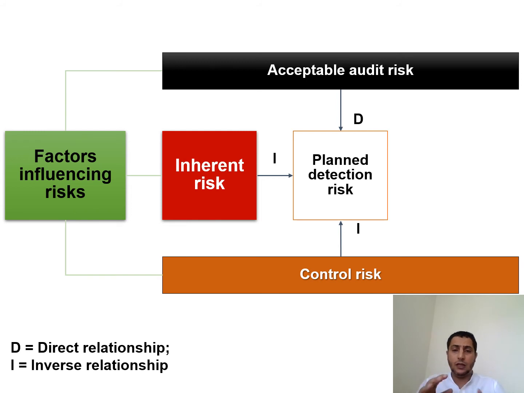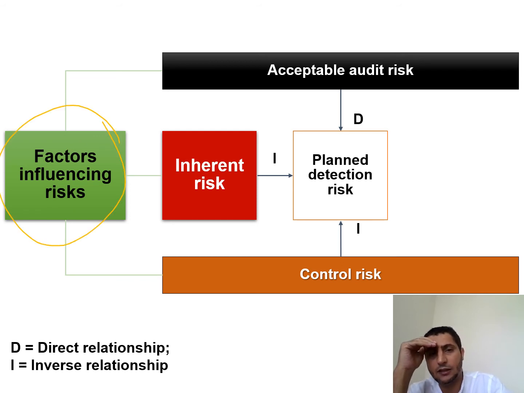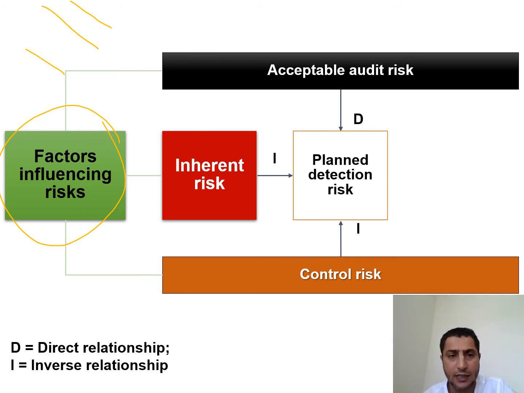As we know, planned detection risk is the calculated answer, the result of the audit risk model. Acceptable audit risk, the auditor will set in the planning, and we remember the factors that influence it: the three factors we mentioned in the previous slides. The likelihood of the client facing financial difficulties, the integrity of the management, as well as the level of reliance of external users on the financial statements. Those are the factors affecting acceptable audit risk.